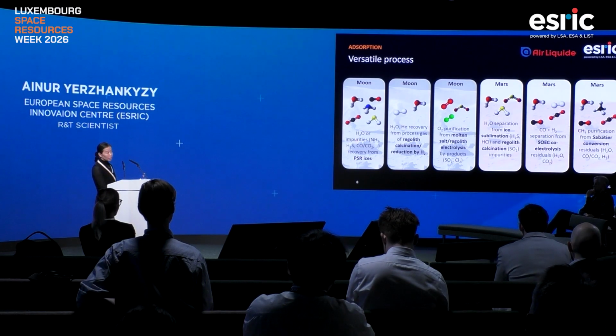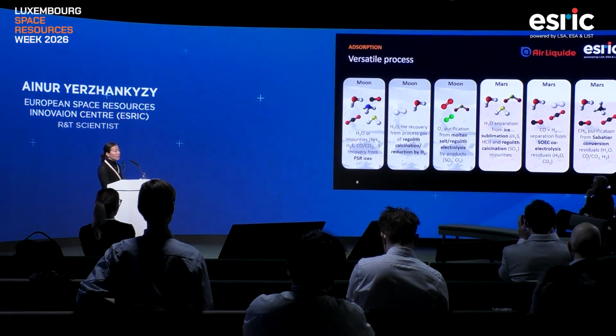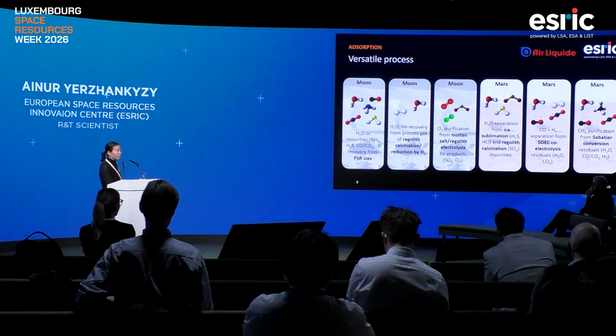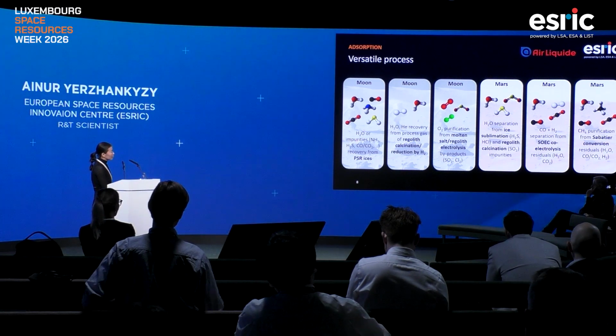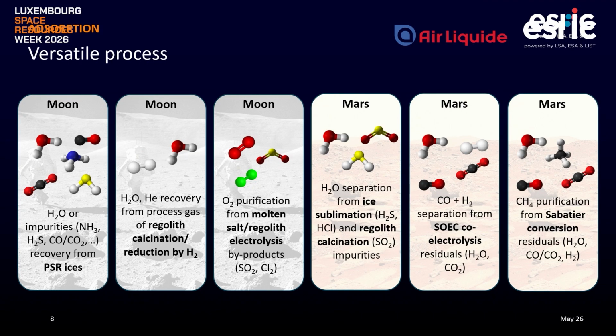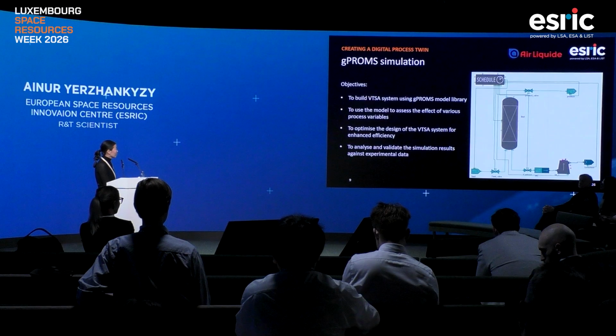Today my talk is focused on water purification, but here I wanted to highlight that it's not limited to water purification only. On the Moon and Mars, it could be used for various applications. Here I'm just listing some. For example, oxygen purification for oxygen produced from molten salt electrolysis, or it could be used for capturing some of the unused gases from Sabatier conversions or from solid oxide electrolysis cells, just naming a few.